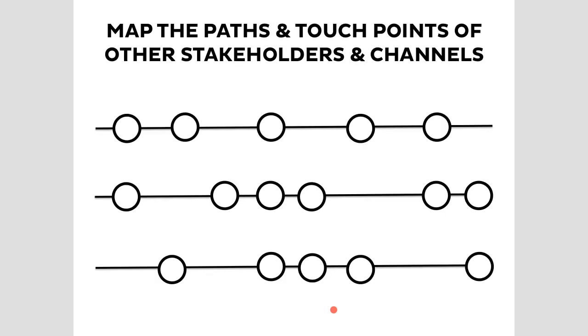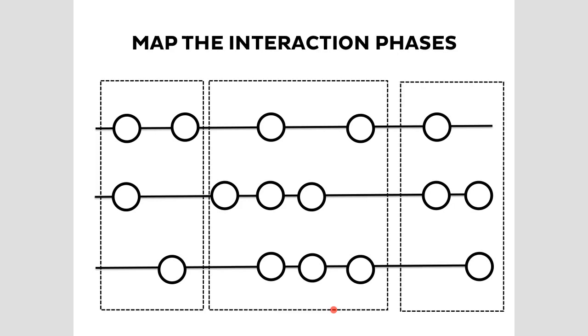And then you also want to map the paths and touch points of other stakeholders or channels. So if the first one was the learner, then for instance, the second path can be, well, what does the lecturer actually do? The third path could be, what does the tutor actually do? The fourth path could be, well, what are the components of the online course site that people are going to be interacting with?